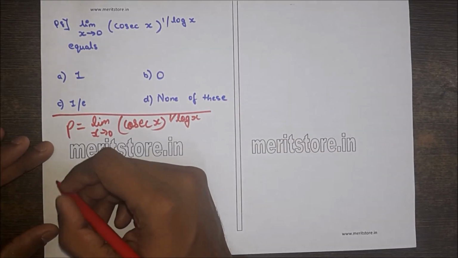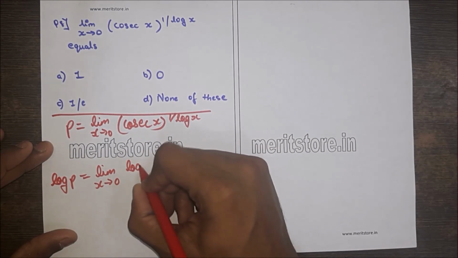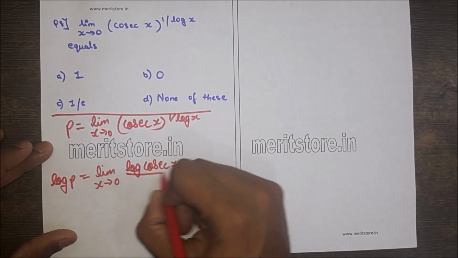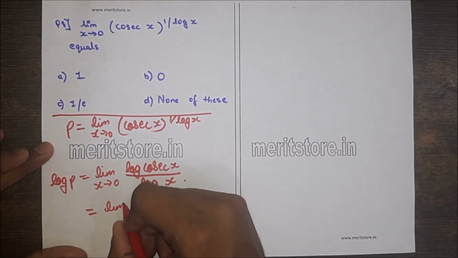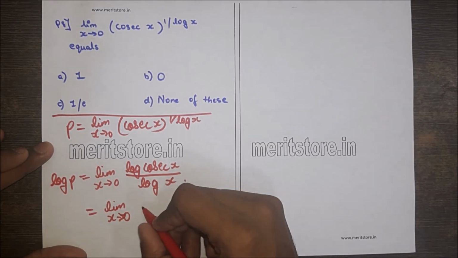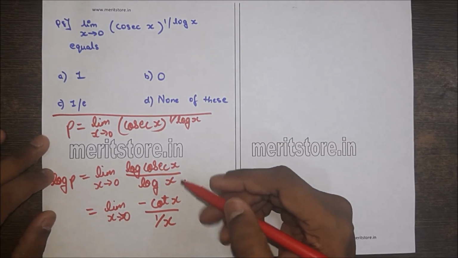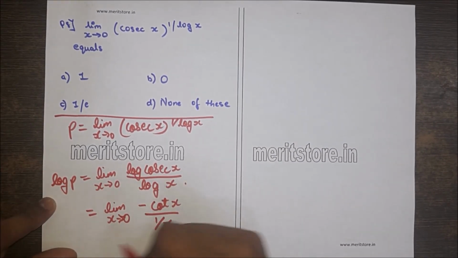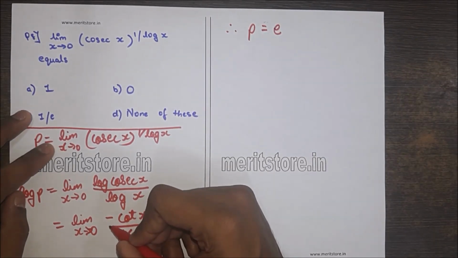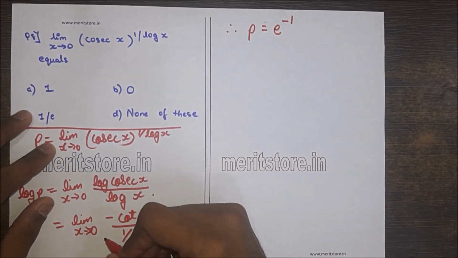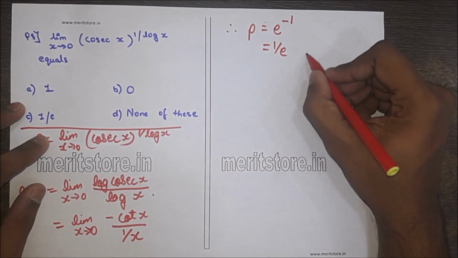Now we take log on both sides, giving us log p is equal to limit of x tends to 0 log cosec x by log x, which on solving is limit of x tends to 0 minus of cot x upon 1 by x by L'Hopital's rule. Therefore, now we have log p equals this term. Therefore, p would give us e raised to minus 1 on applying the limits x tends to 0 on the numerator and denominator, which is 1 by e. Option C.